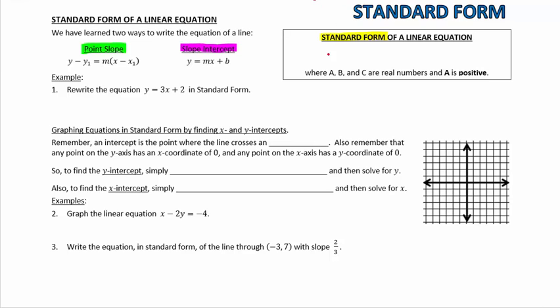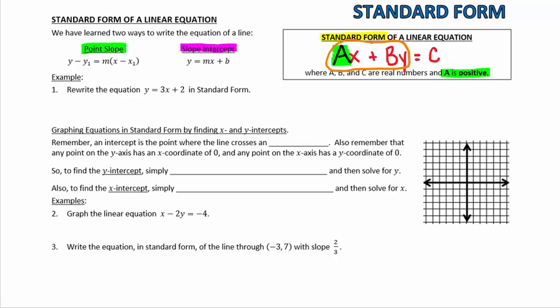Standard form of an equation looks like this: ax plus by equals c, where a, b, and c are real numbers and a is positive. A is just the coefficient of the x term. So if you notice, we want to have the x and y terms on the same side of the equals and then some constant on the other side. Okay, so let's look at how we do this.